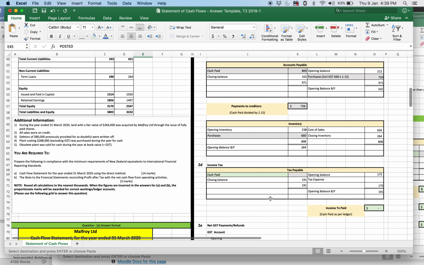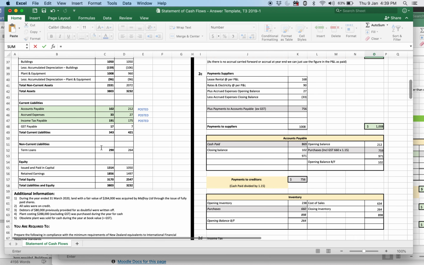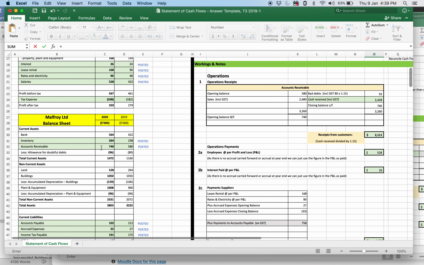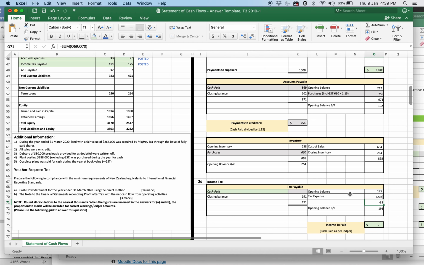Let's get back to income tax. Okay, so income tax, opening balance, closing balance. What is my tax expense? So that's how much I have accrued this year. So my tax expense this year is that amount. Okay, once again, I need to do it so it's not a minus down there. I'll just put a minus and minus, and that'll put it right.